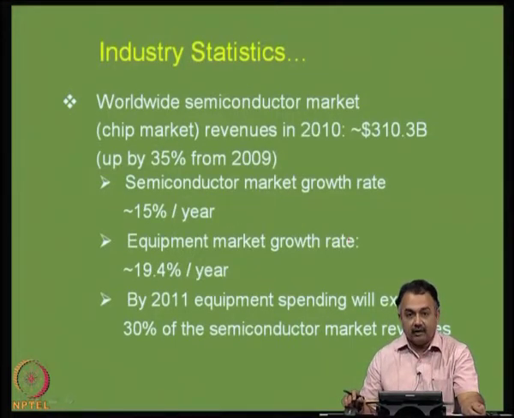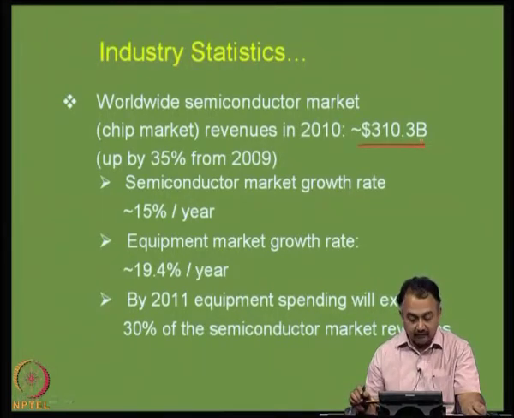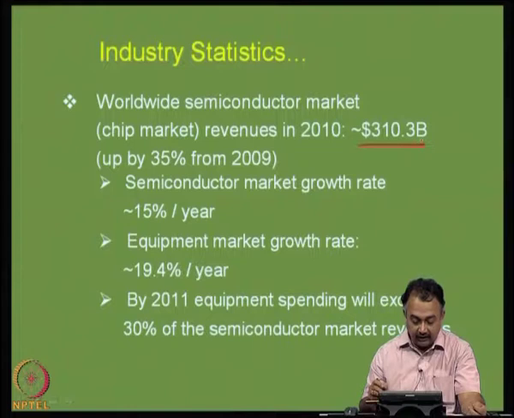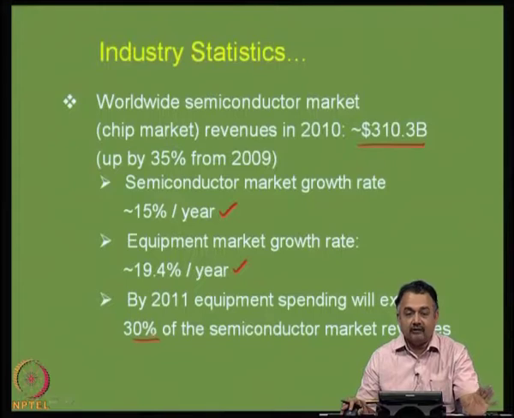Worldwide semiconductor market revenues as of 2010 is around $310.3 billion. It is an upward rise of 35% from 2009. The growth rate is 15% per year. Equipment market growth rate is about 20% per year, and by 2011 equipment spending will exceed 30% of the semiconductor market. I think it is better to know some of this very general information that is available today from various sources.